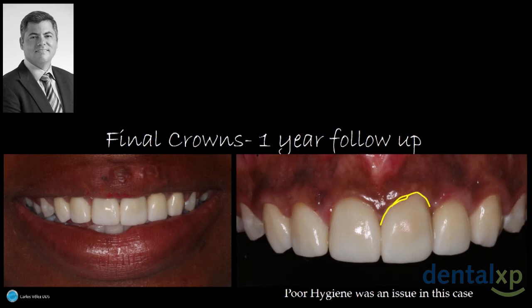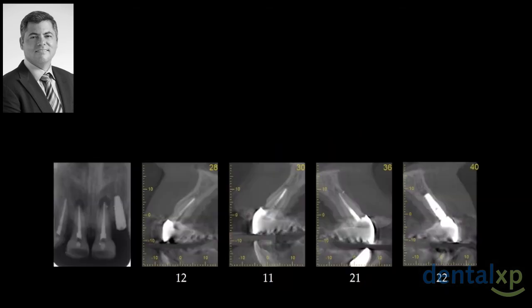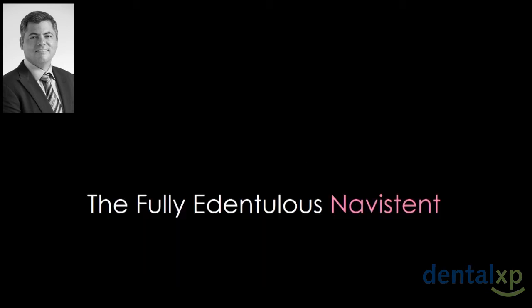A little recession, the patient wasn't very clean. It was a big problem because every time she went to the office, she was full of plaque. But look at this, beautiful facial table, very stable, very nice, about 2 millimeters by the book. Nice job by Dr. Velez.